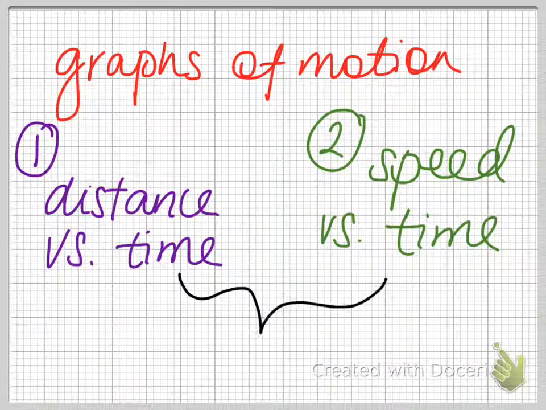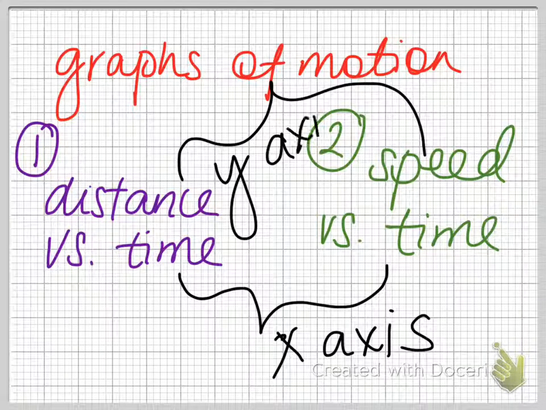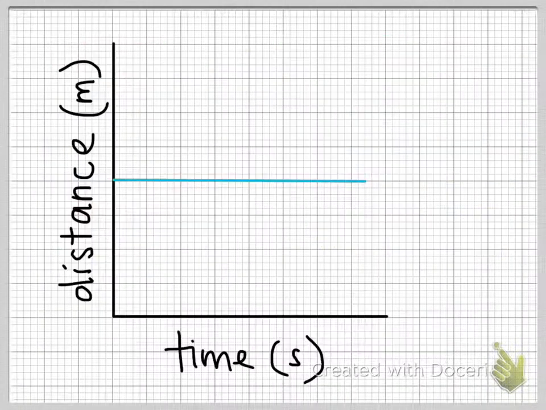So time is always going on the x-axis, and the other two are going on the y-axis. It's important when you're doing questions about graphs that you double check and see what is sitting on the y-axis, because they actually tell you two different things.